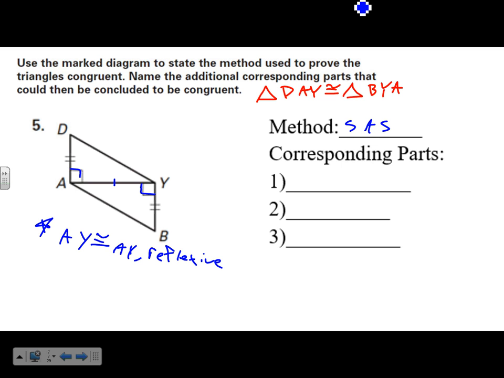So what else can we say is congruent? Well, I know that BY is congruent to BA. Those two segments are not marked as congruent, but they are. I know angle D is congruent to angle B. And I know angle DYA is congruent to angle BAY.